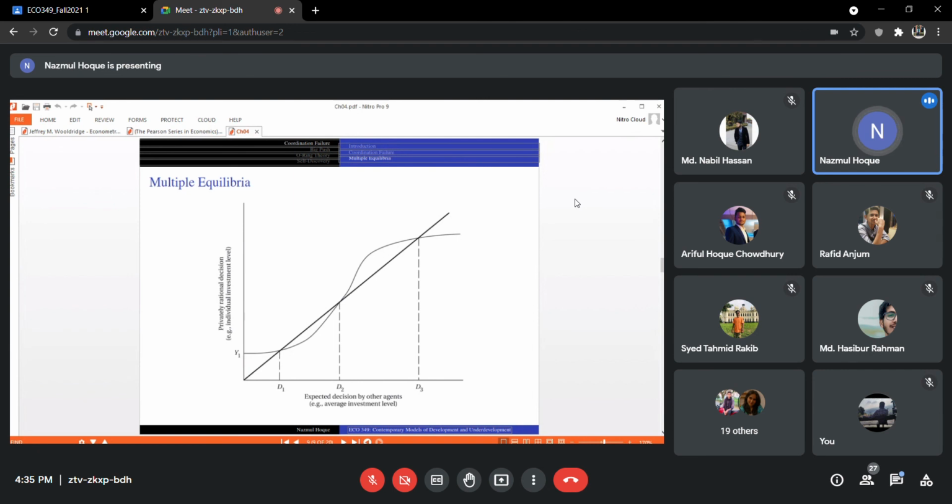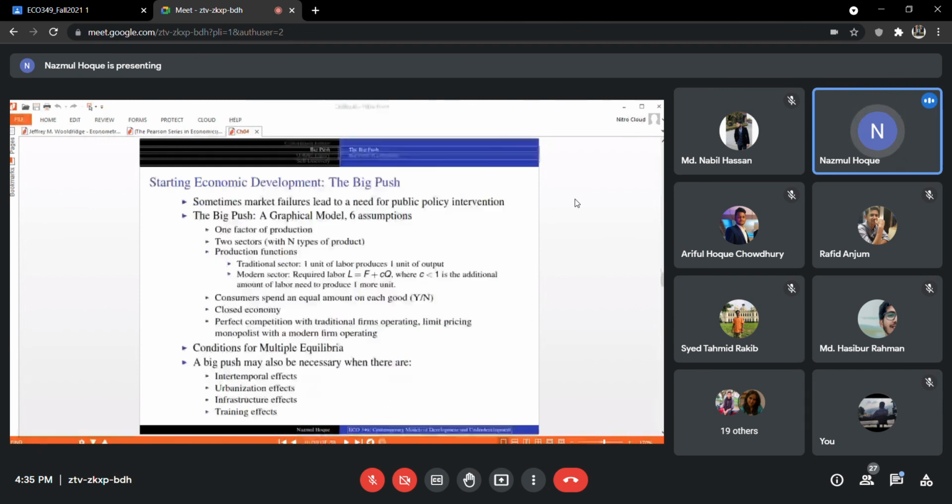Where were we? Yeah. So Paul Rosenstein-Rodan proposed this idea of big push sometime in the 1940s. Then it was formalized by a paper by Murphy, Shleifer, and Vishny. They wrote a theoretical paper formalizing this idea, which was later simplified by Paul Krugman.